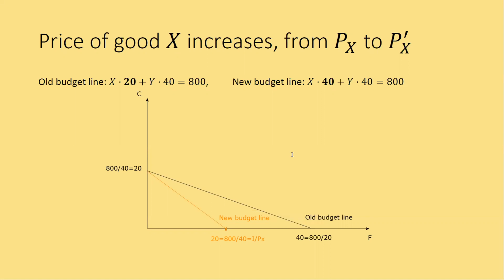If we were to describe what happens, we can say that the budget line becomes steeper. The old budget line has a slope of -0.5. The new budget line has a slope of -1. It becomes steeper. The Y-intercept did not change, and the X-intercept becomes smaller. This is what happens when the price of good X increases. Now, in the next slide, I'm going to do the second one.